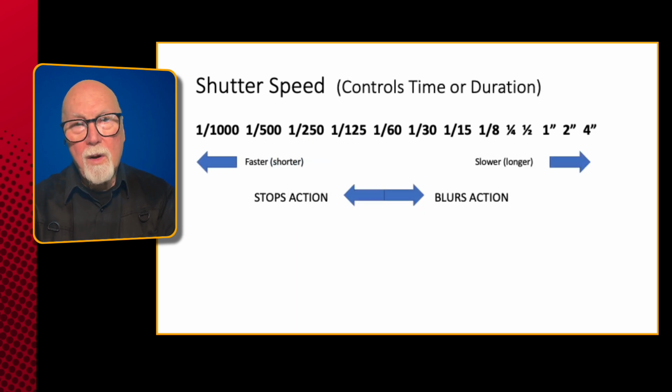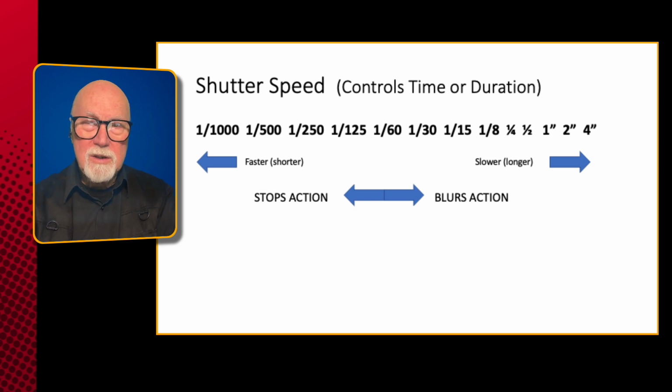Now, we will call faster or shorter shutter speeds those in the fractions of a second. The higher the fraction, the faster the shutter speed is considered to be. If you go in the other direction, we consider that slower or longer shutter speeds. Going in either of these directions, you will either be able to stop action or blur action. So going into the higher fractions, you will stop action. Going into the longer shutter speeds, you will blur action.